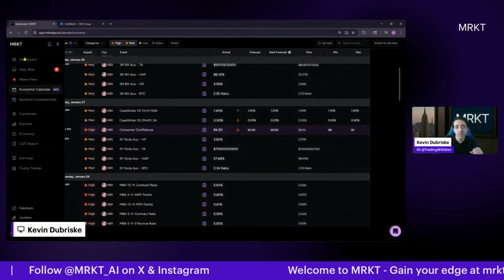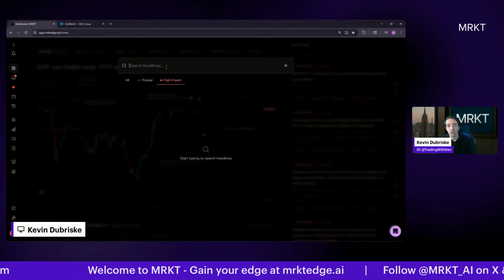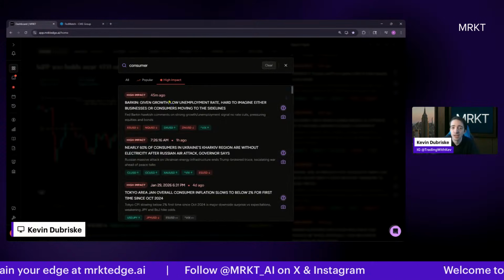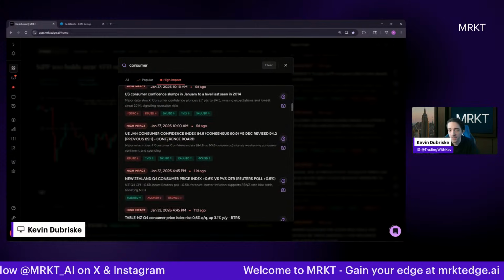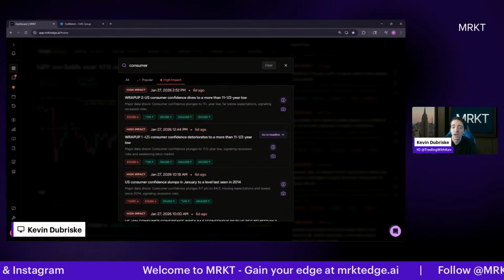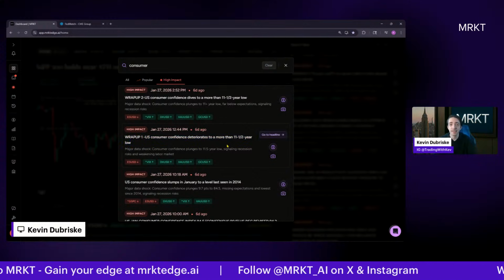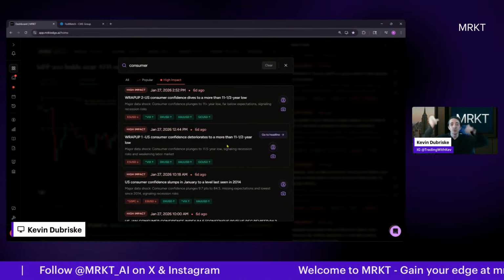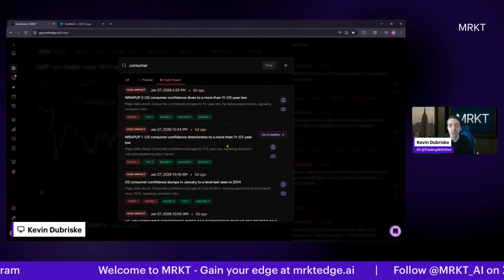That is extremely low. And what's cool too, we come over to market, the headlines, we could look up "consumer," and then it'll bring up any headline that has that word in it. So consumer confidence is what I'm looking for, right? And that was a few days ago. Consumer confidence deteriorates to more than 11.5-year low. Guys, that is extremely worrisome, right? That is uncertainty, red flag after red flag. What's going on? Why are people so worried right now?